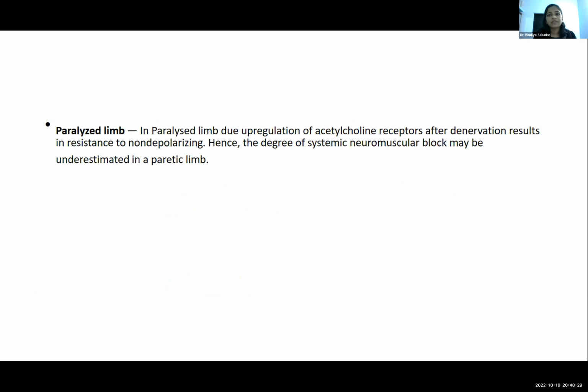What happens if any limb is paralyzed? In a paralyzed limb, upregulation of acetylcholine receptors after denervation results in resistance to non-depolarizing agents. Hence, the degree of systemic neuromuscular block may be underestimated in a paralytic limb. That's why the monitoring should not be done on a paralyzed limb.